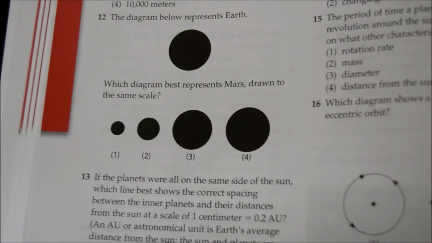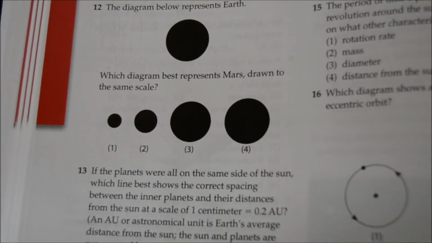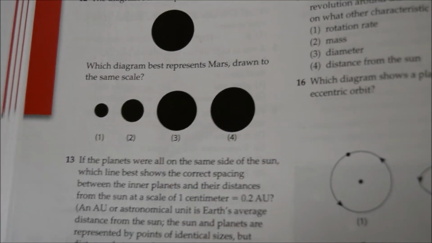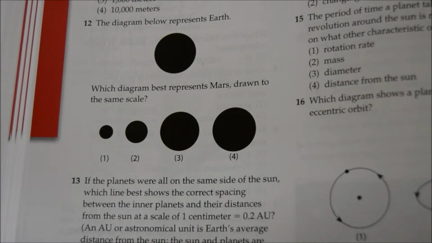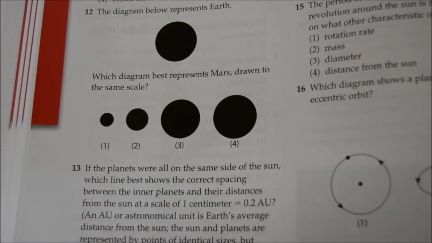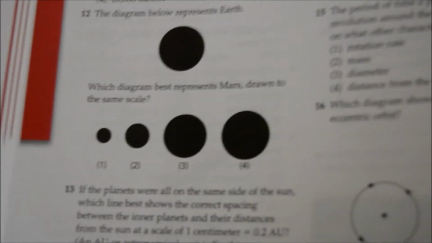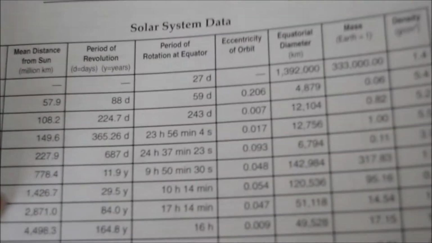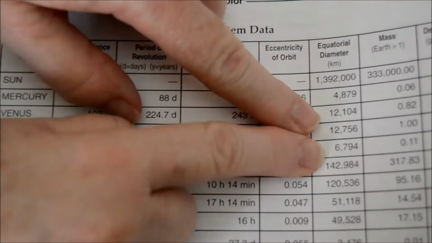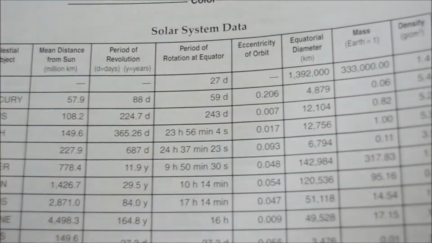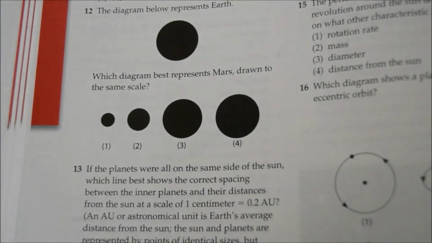Number 12, the diagram below represents Earth. Which diagram best represents Mars, drawn to the same scale? So if you look at Earth versus Mars, Mars' diameter is about half the size of Earth's. So that would be option number 2.